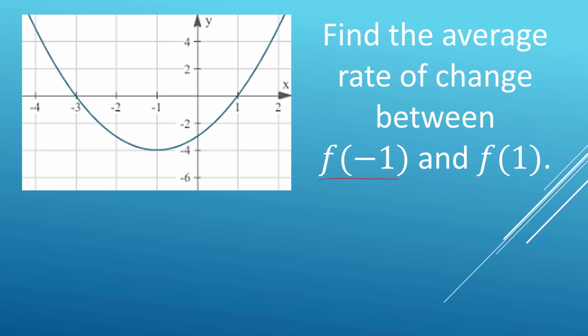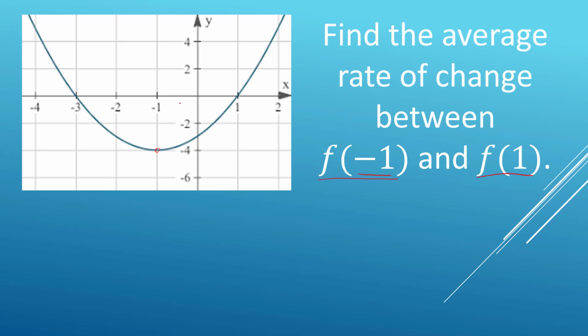f of -1 and f of 1. I want to know what the change is between those two particular points. So we know f of -1 is talking about the x value being -1. So I want to come back on my x-axis to -1 and then go either up or down until I find the graph. That would be right here.